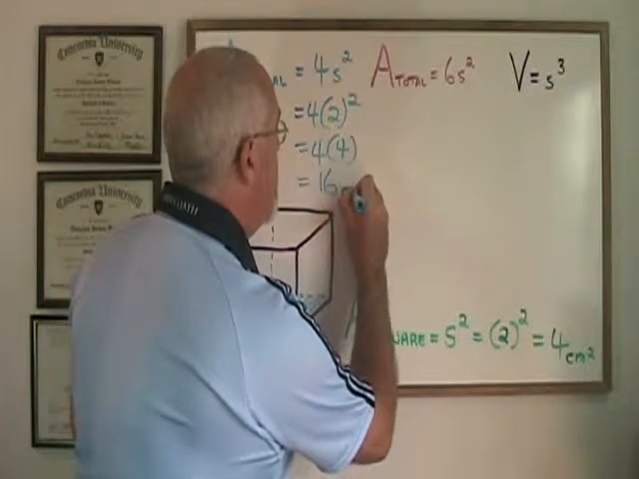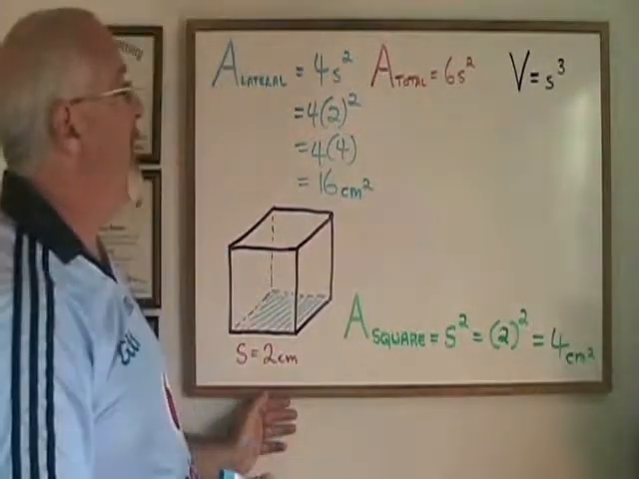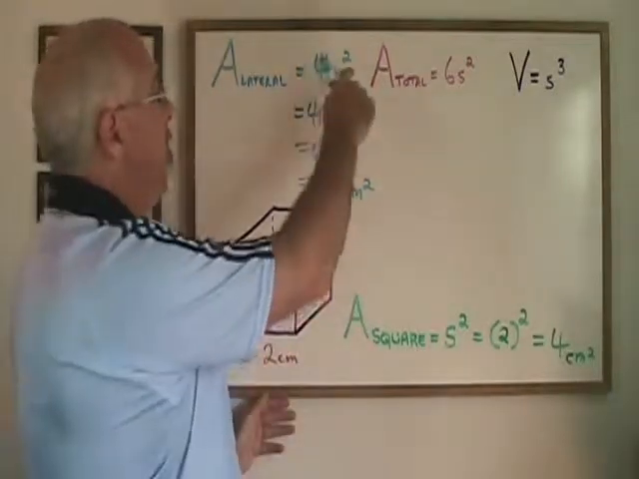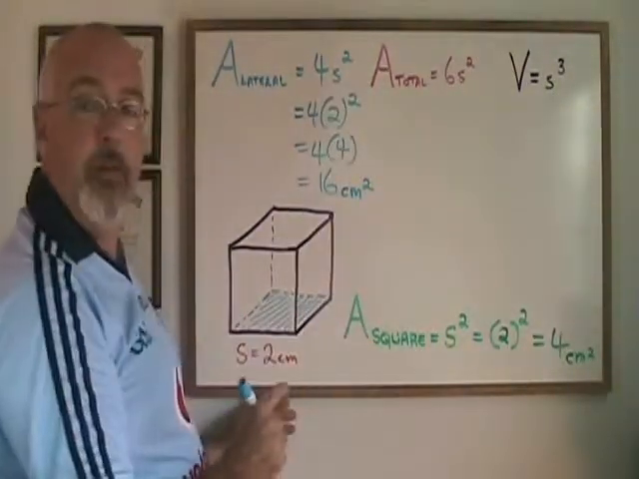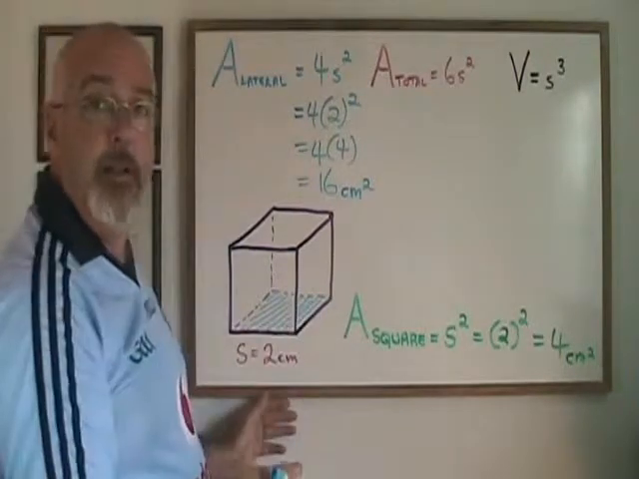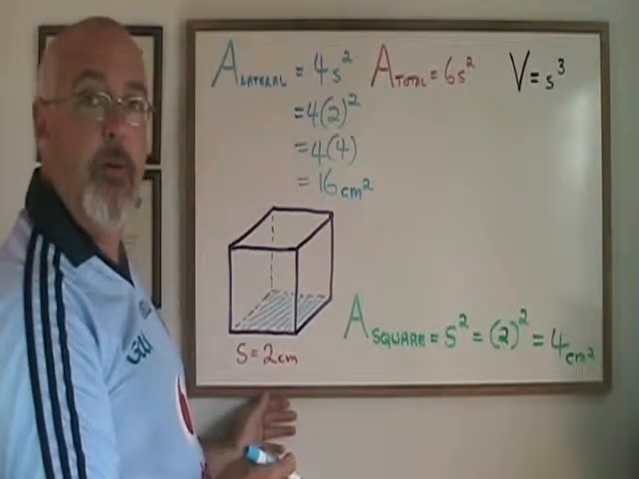And because it is an area and the side length was in centimeters, it will be 16 centimeters squared. We don't have to memorize this formula because we already know s squared is the area of one of the squares that makes up the faces of the cube, and lateral area simply means we have to multiply that by 4.